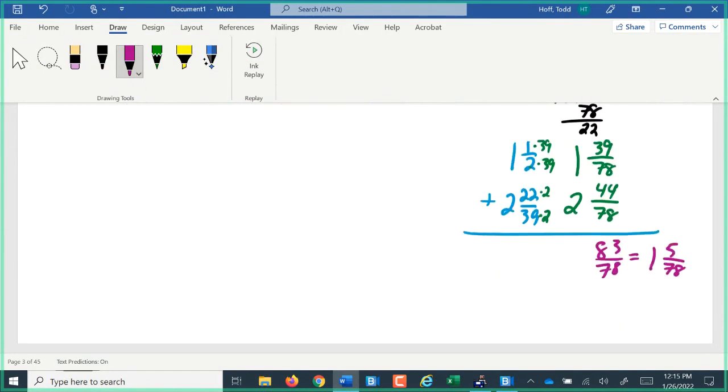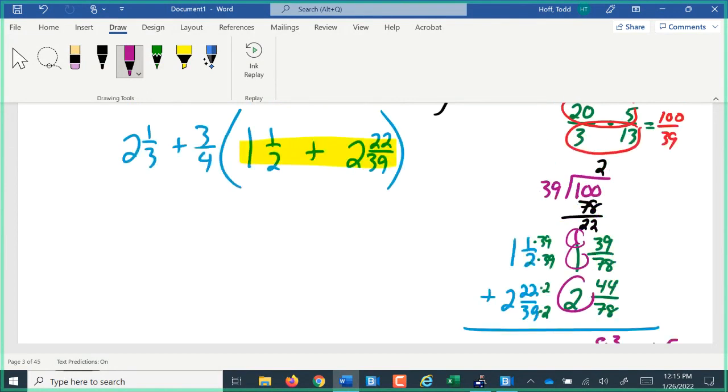So I keep my 5 78ths and I'll carry my 1. 1, 1, and 2 make 4. So what's in my parentheses reduces to 4 and 5 78ths. So not only have I done the addition, but I've reduced the parentheses to a single number. So I can take it out, remembering to put in multiplication, because that parentheses is indicating multiplication there as well.